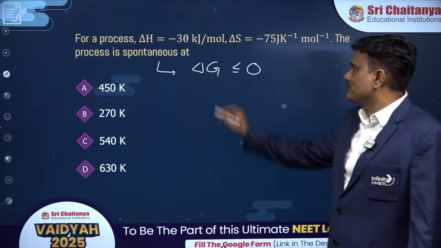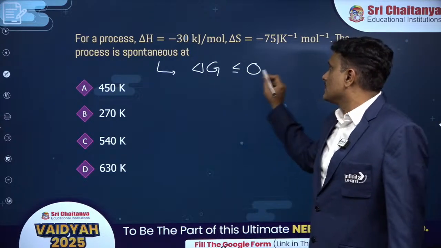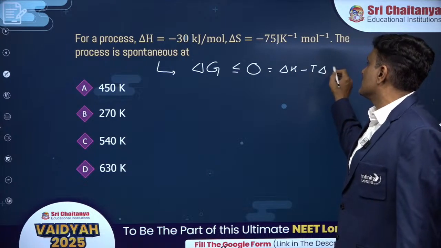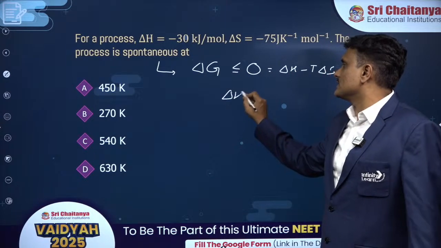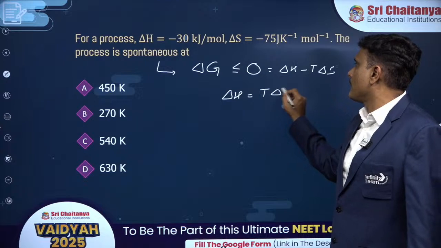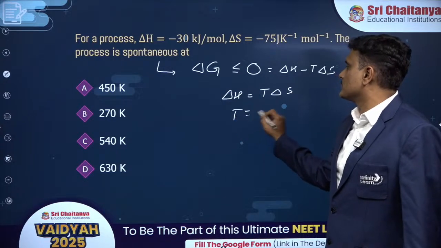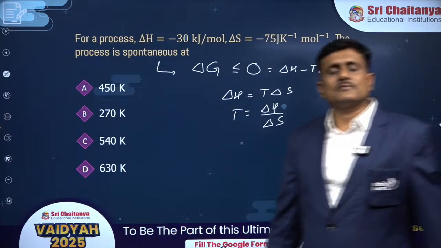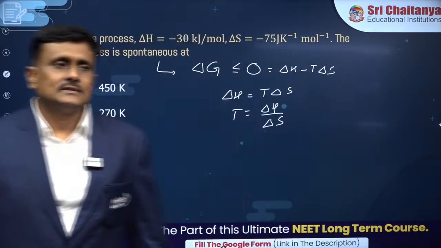So delta G equal to 0 means delta H minus T delta S equal to 0. So delta H is equal to T delta S. So temperature is equal to delta H by delta S. So remember, these types of questions are very frequently asked.